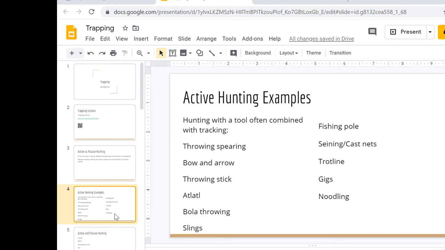So what are some examples of active hunting? And they're not limited to this. I'm just trying to give you some ideas. Throwing spear would be one of the most basic. Bow and arrow, we're stepping up a little bit in advancement. Another really basic one would be a throwing stick.